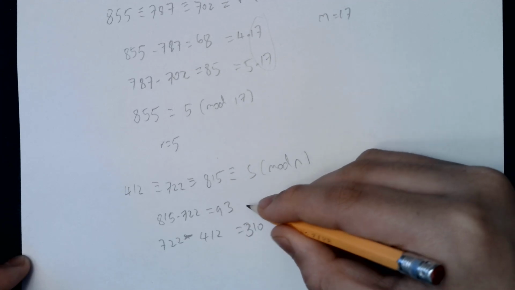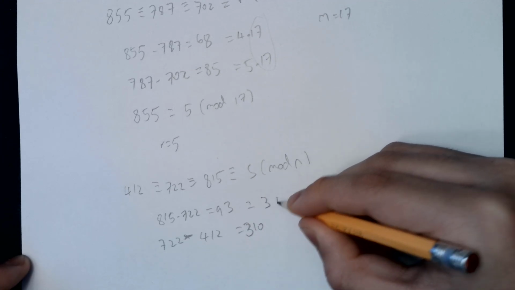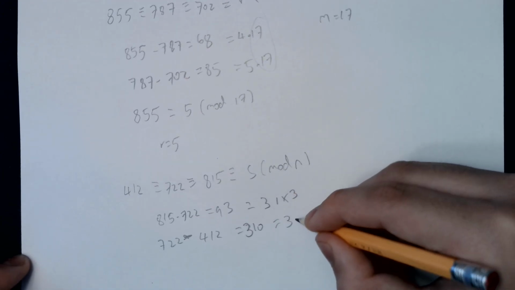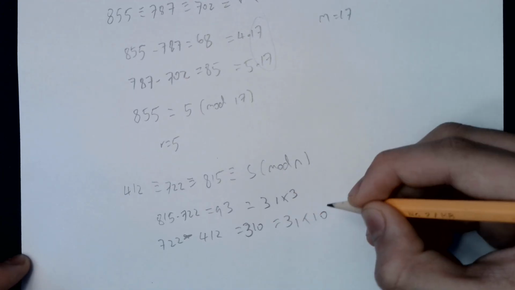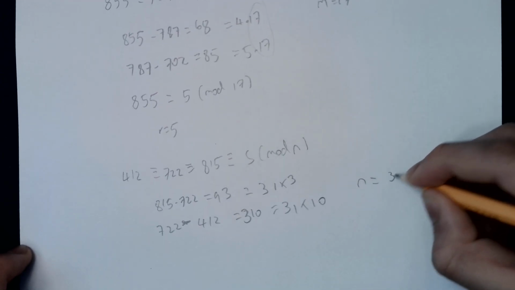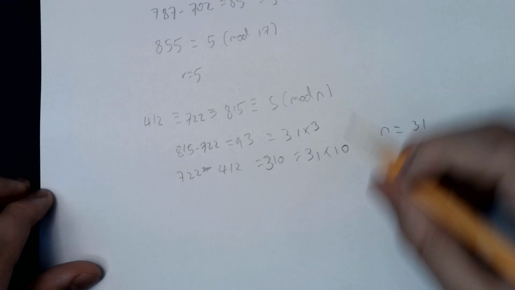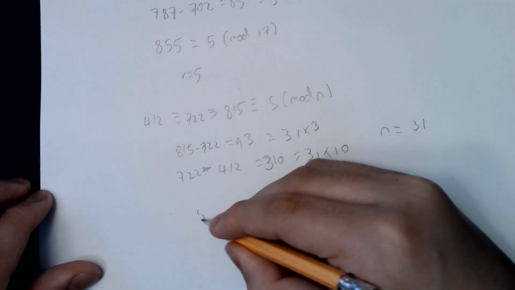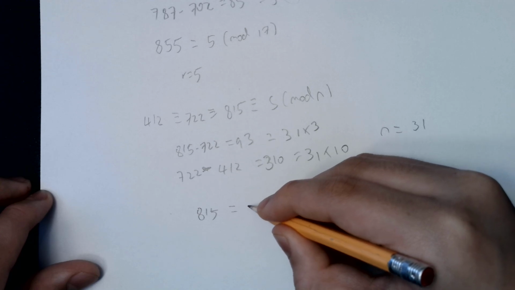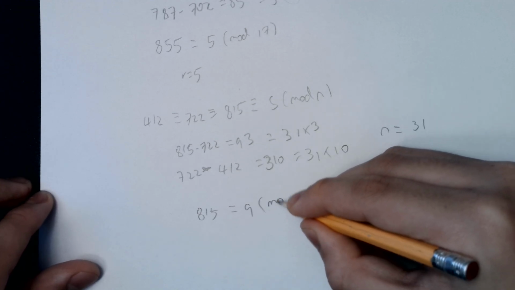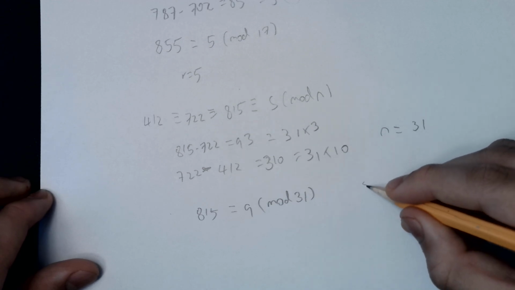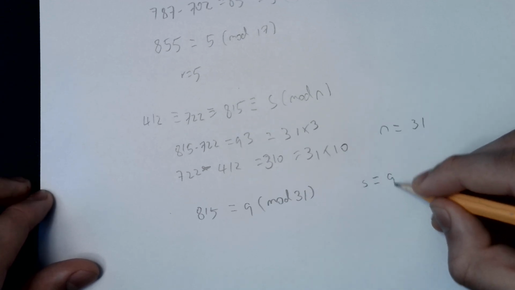We can then factor these as well, so 93 is going to equal 31 times 3, and 310 is going to equal 31 times 10. So we can also safely assume that n is going to be equal to 31. And like before, we can plug it into this equation here, so after doing some multiplication, you can see that 815 is going to equal 9 modulo 31. So now from this, we can also see that s is going to be equal to 9.